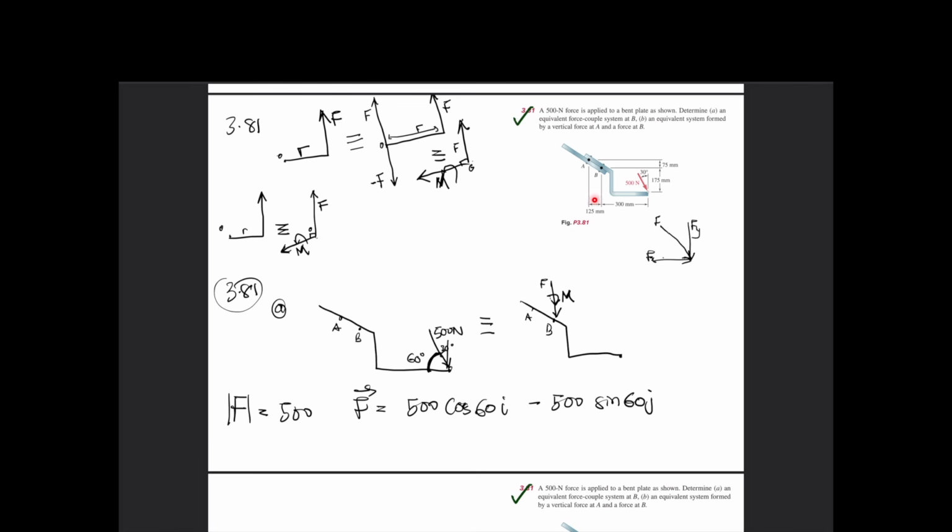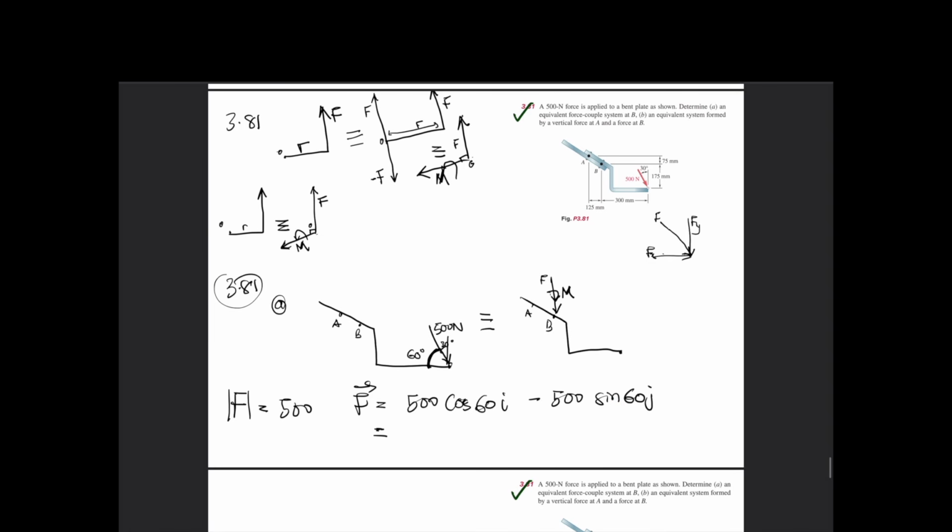And like we said, for moment, anti-clockwise is always positive. That is why our 500 cos 60 is positive. For our Fy, you can see that if a force is pushing our body down here, it will tend to move our body in a clockwise direction, and clockwise for moment is negative. That is why our 500 sin 60 is negative. So we expand this and get 250 i minus 433 j. That's our F.